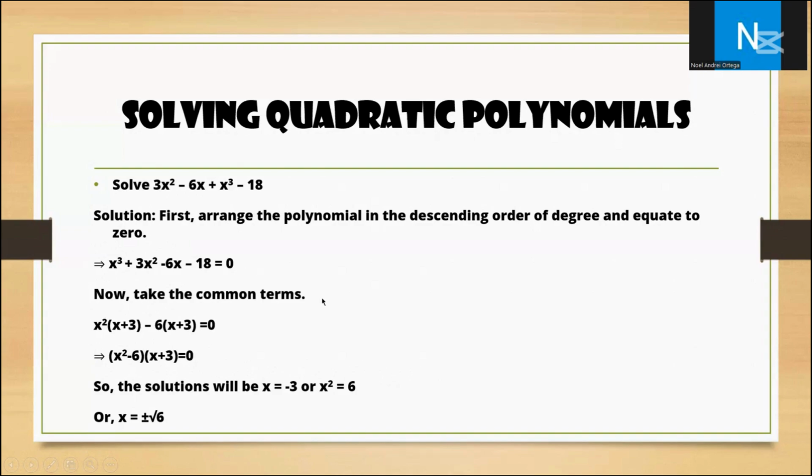Now we take the common terms. x squared (x plus 3) minus 6 (x plus 3). Or (x squared minus 6)(x plus 3). So the solutions will be x is equal to negative 3 or x squared is equal to 6. Or x is equal to plus or minus the square root of 6. So that would be all.